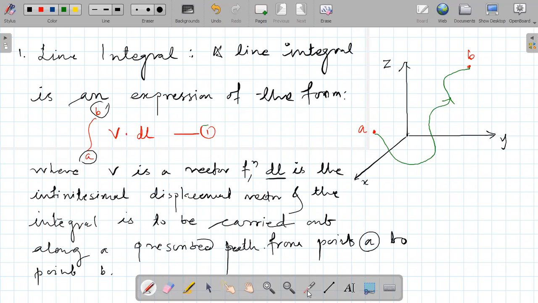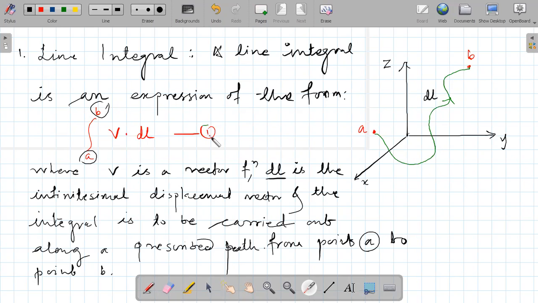For this case, we can write the integration equation like this. The initial point is A and the particle is traveling from A to B. Then we can write v dot dl, and here this is your path. For this diagram, we can write the equation like this. Understood up to this level?